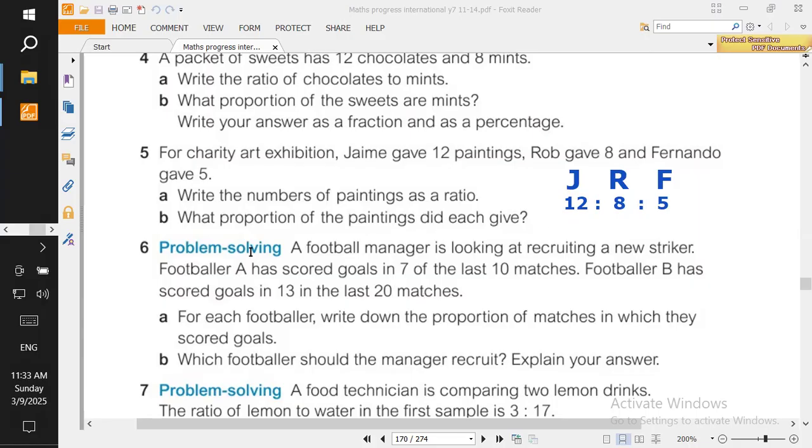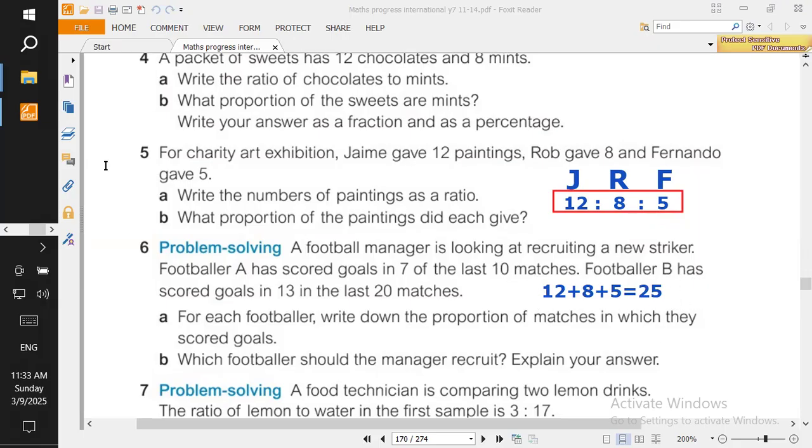Now, to write the proportion, you have to write it as a fraction, part number over total number. So first thing we do, we have to find the total number of paintings by adding all of them together. So 12 plus 8 plus 5. 12 plus 8 is 20, plus 5 is 25. Now the total number of paintings is 25.